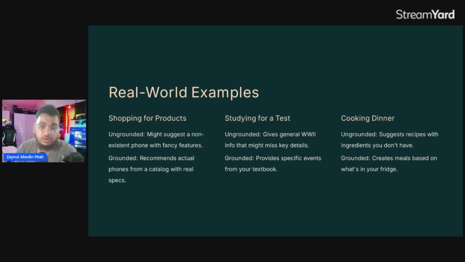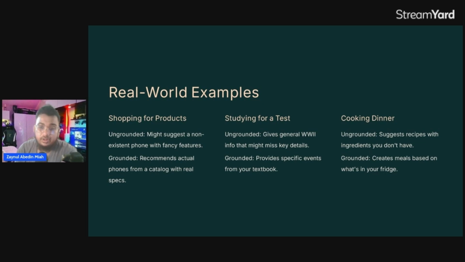Now there are more examples you can look up. For example, we ask the model, what is the latest phone model with fancy features? The ungrounded model will answer with a phone that doesn't even exist, but the grounded model will recommend an actual phone that exists, from the catalog that we provided it with. Also, we have already discussed the example of what happened in World War II. We provided a history textbook, and the ungrounded response will invent the key details, but if we provide the textbook, the model will respond accurately.